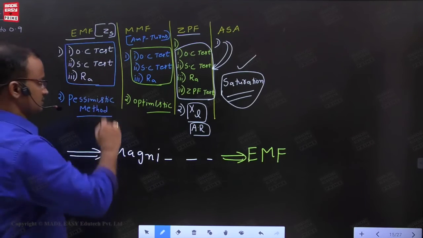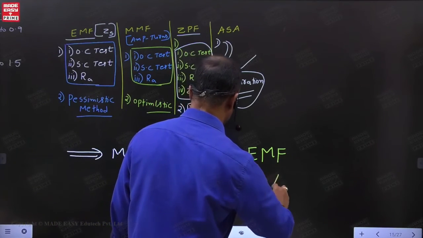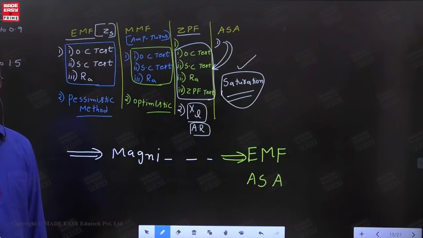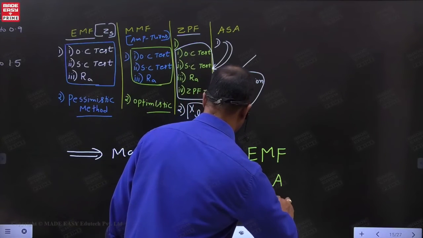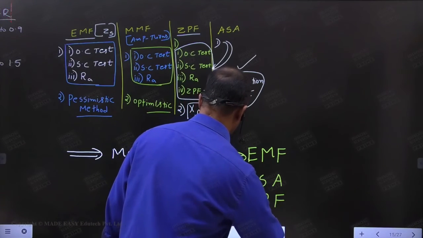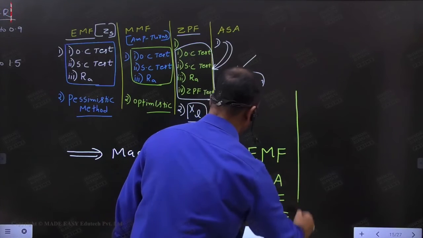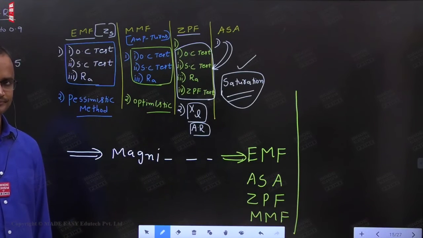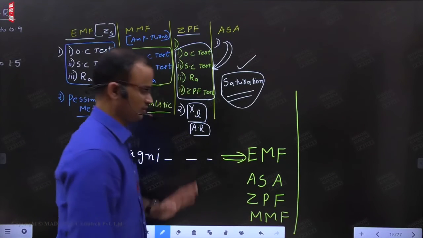The second highest is obtained in the ASA method, the third highest is the ZPF method, and the last one is the MMF method. I am writing this order with respect to magnitude, not accuracy. With respect to magnitude, the EMF method is the highest and the MMF method is the lowest.